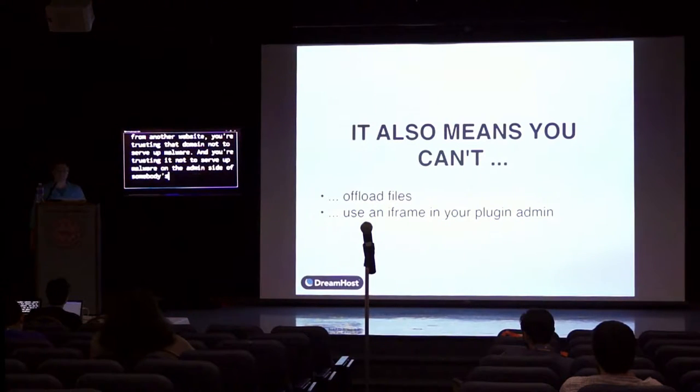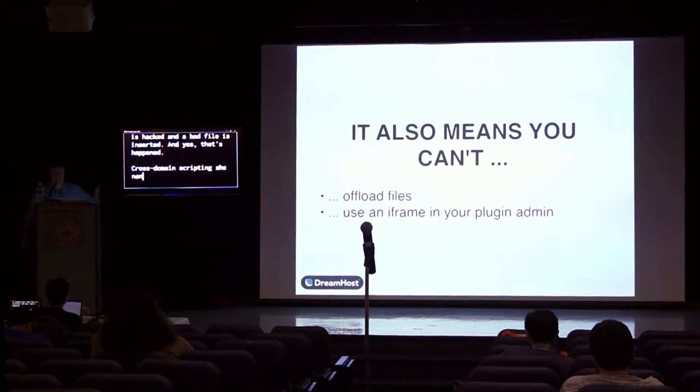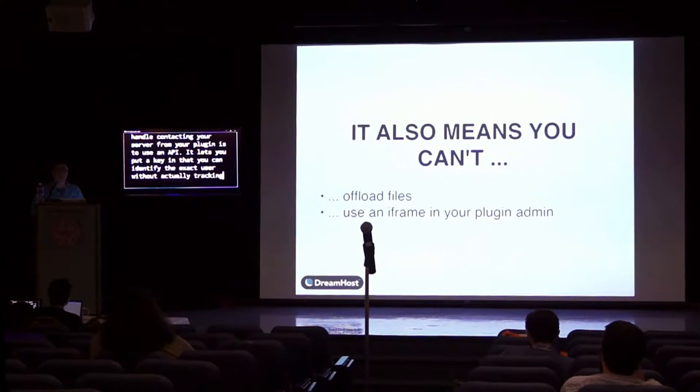Offloading files, especially files like JavaScript, can be dangerous if their server is hacked and a bad file is inserted. And yes, that's happened. Cross-domain scripting shenanigans? Have you met iframes? The best way to handle contacting your server from your plugin is to use an API. It lets you put a key in that you can identify the exact user without actually tracking them in a weird way. You know their key, you know their domain. If these things magically don't match, you no longer have to serve your service to them. It's your protection as well as theirs.